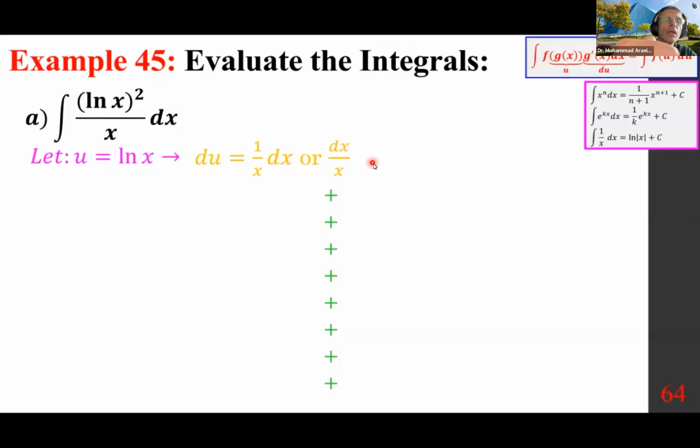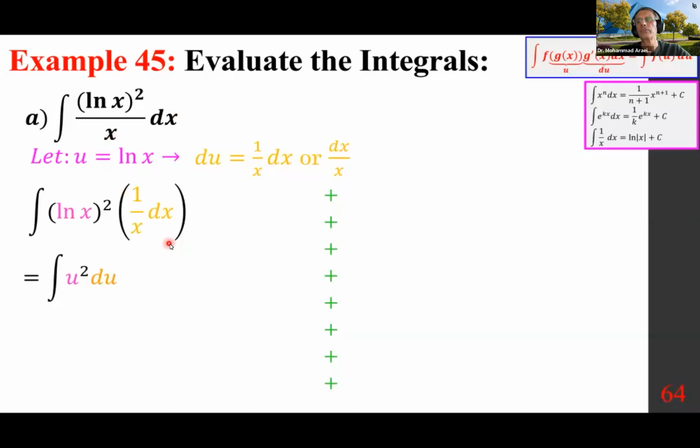It is the same thing. I'm going to rewrite this so it becomes clear as to what we have. We have ln x to the second power and then 1 over x dx. This part is u squared. This part is du. Using the power rule, the answer is 1/3 u cubed, and you replace the u with natural log of x, and you're done.